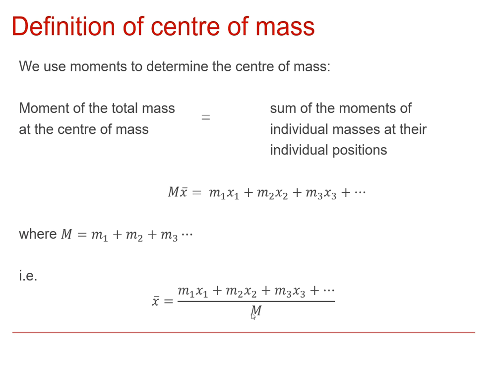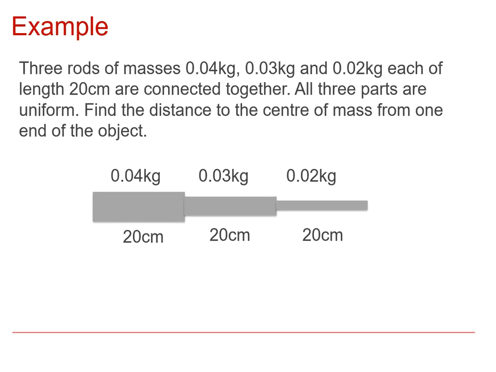Alright, so that total mass of course is the sum of those individual masses, so sometimes you'll see this written with a big M, or sometimes you'll see the sum of those M's on the denominator with x bar on the left. So this is the standard calculational tool that we're going to use in order to calculate the position of a centre of mass. So let's have a look at an example then.